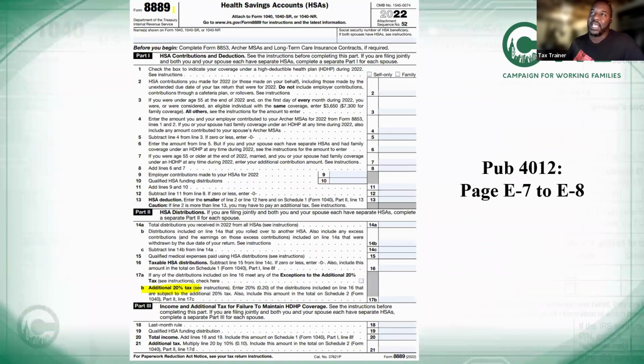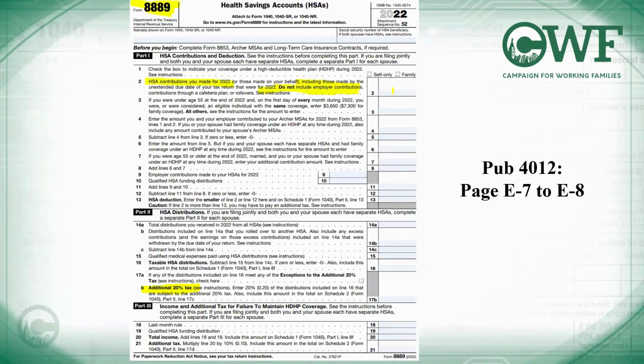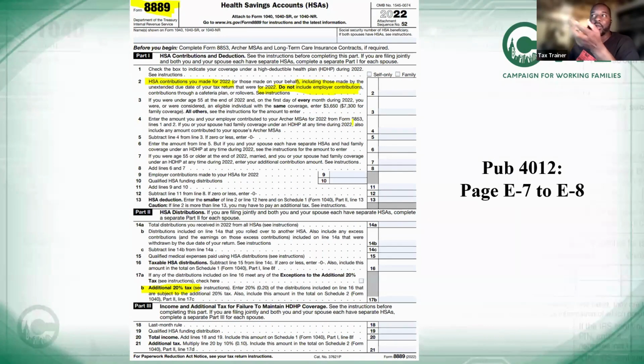So here's the 8889. This is what you're filling out in TaxLayer. It says here, the HSA contributions that you made in 2022, do not include the employer contributions. So in here, I would put in my mom and my stuff, the 3,000. And somewhere in here would show what the employer put in.